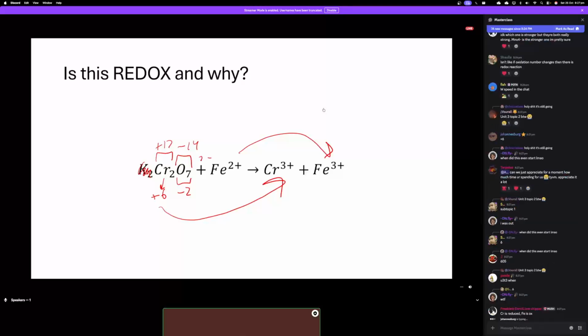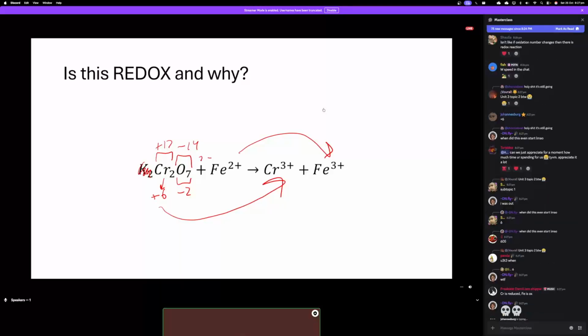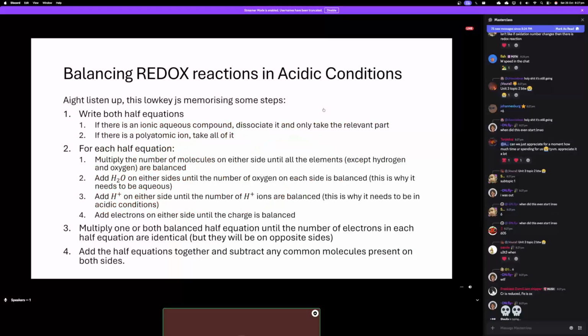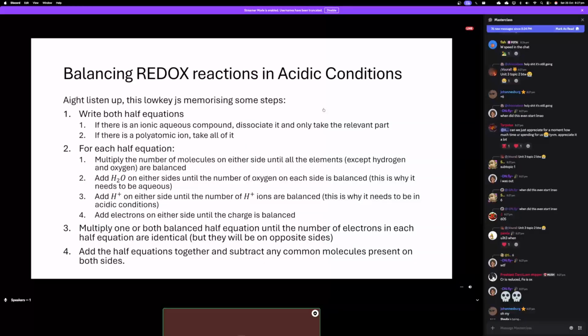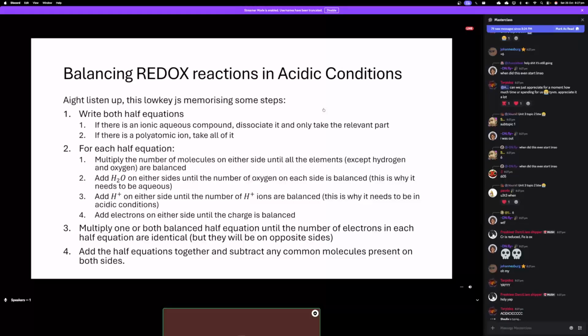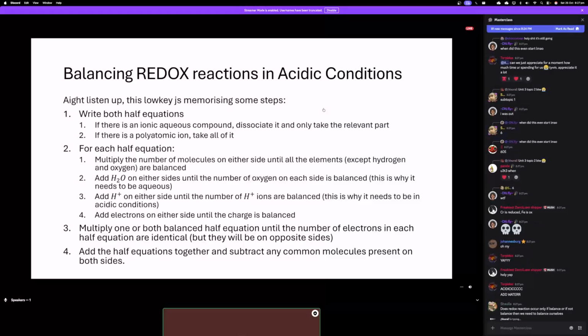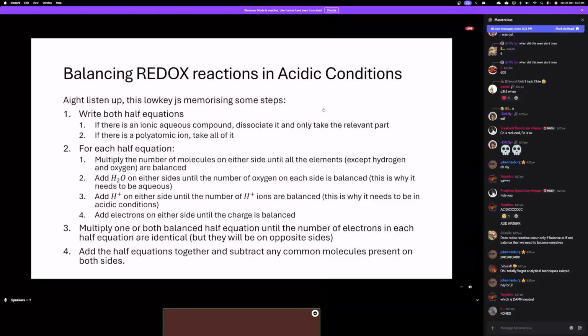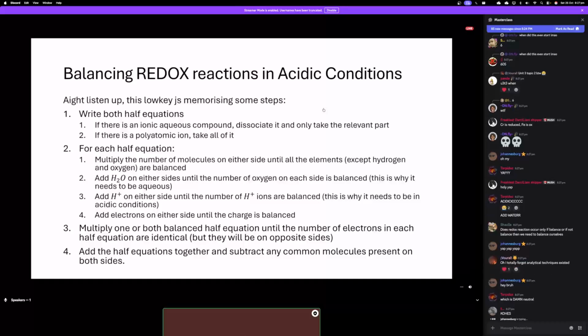And this is cool and all. We know this is redox, but it's not balanced. And I want to figure out how to balance it. And this one can only be balanced in acidic conditions. And there's a lot of steps. I'm just going to put this on screen, and then I'm going to do a full example of this by itself. So if you want to take a screenshot of this, I'm going to go off this slide for a sec.